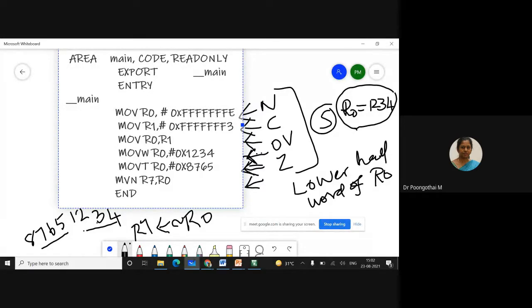See, next lab class you have to present this. We will ask you viva questions related to move instructions and arithmetic instructions. So find out the answer. You have to invert this value. Take the ones complement of 87651234.